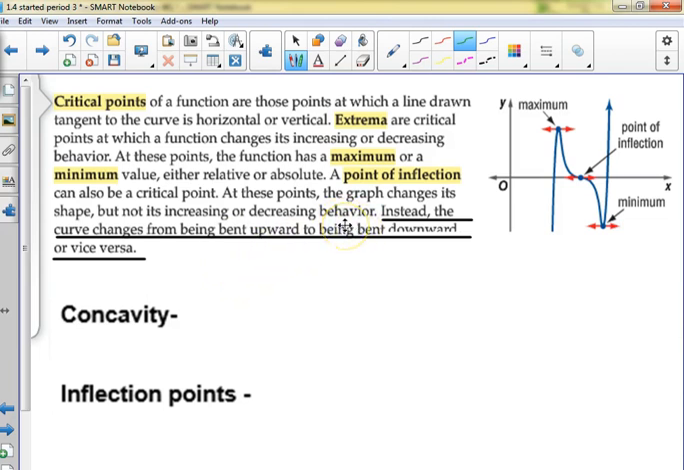Concavity. It says, critical points of a function are those at which the line drawn tangent to the curve is horizontal or vertical. What does that even mean? Extrema are critical points at which the function changes from increasing to decreasing or decreasing to increasing. At these points, the function has a maximum or minimum value, either relative or absolute. A point of inflection can also be a critical point. At these points, the graph changes its shape, but not its increasing or decreasing behavior. Instead, the curve changes from being bent up to being bent down, or vice versa.